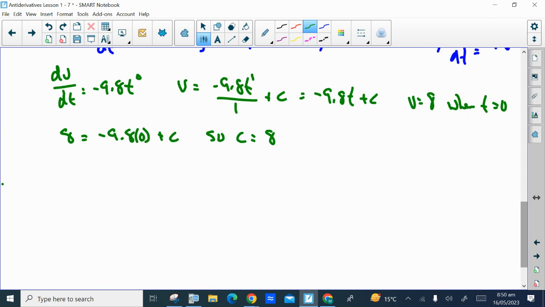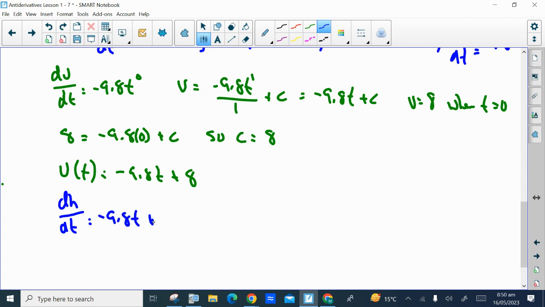Our velocity in terms of t will be negative 9.8 t plus 8, which is the rate of change of displacement, or in this case height, with respect to time. So dh by dt will be negative 9.8 t plus 8. And that last term, we can write it as a function of t.